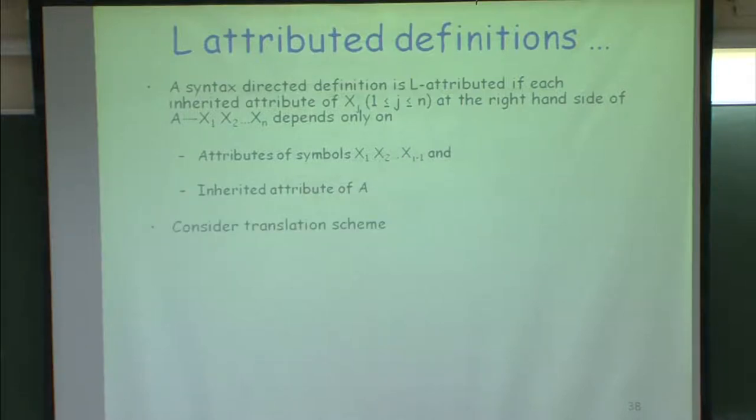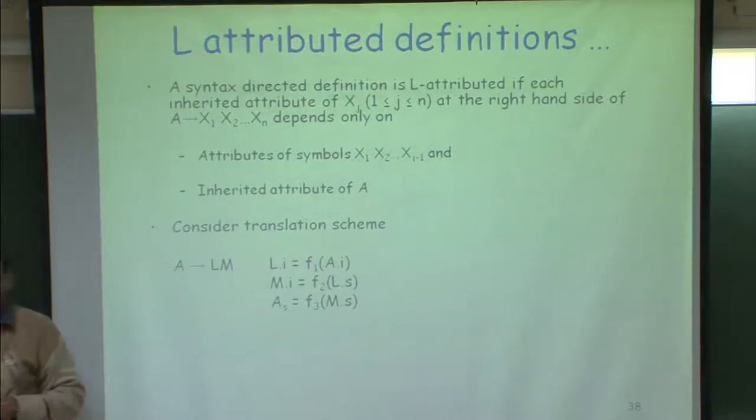Now let's look at an example. Here is a production and here are some attribute equations. First question, is this L-attributed? If I say L inherited is a function of A inherited, that is fine, it does not violate anything. Then I say M inherited is a function of L synthesized. Is that okay? Yes, that is fine, because it is looking at an attribute of the left sibling.